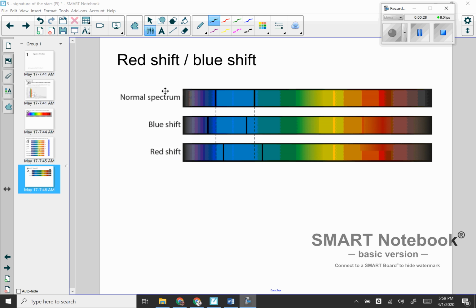So the top line of my diagram here, normal spectrum, shows two lines for hydrogen of where around they should be. The blue shift line shows those same two lines, the same spacing, shifted over towards the blue end of the spectrum. And then the bottom line shows them shifted towards the red end of the spectrum. So they're still that same element, they're just slid side to side. So this is a phenomenon known as the Doppler effect.